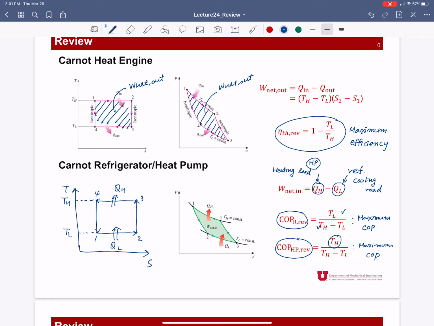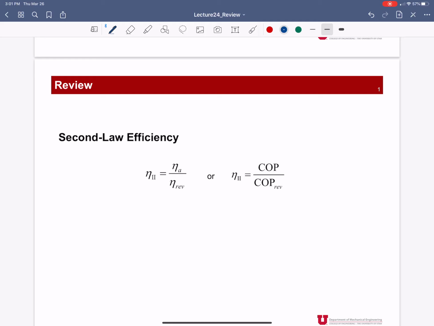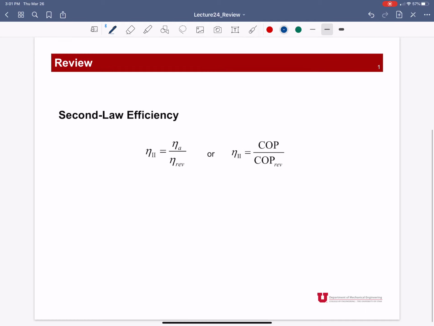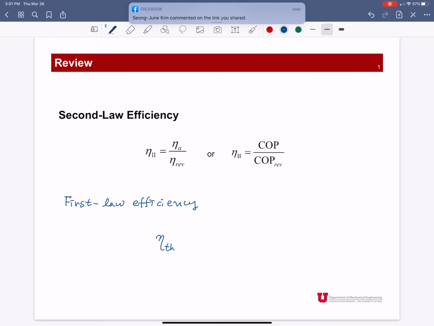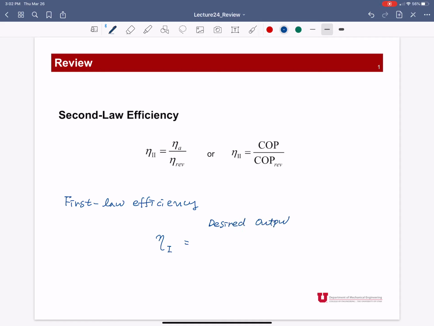So with that being said, we basically can define the second law efficiency. We learned the first law efficiency as eta th, or in this case, let me just use eta 1 to make it consistent. So the first law efficiency is defined as desired output divided by required input.